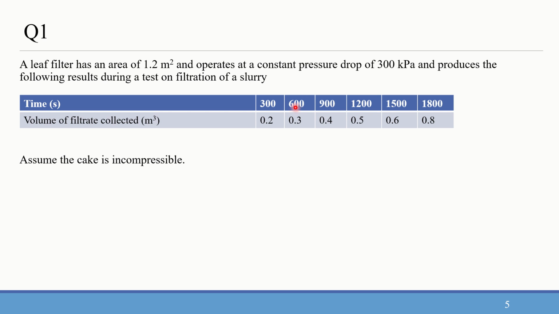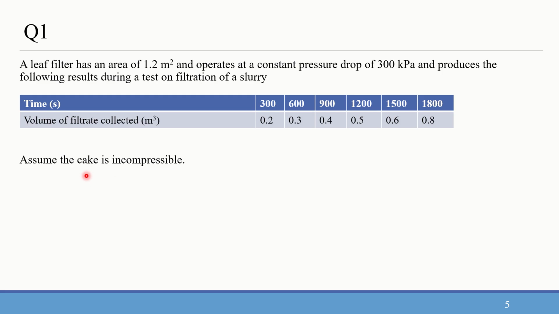So time is given in seconds, and if we convert to minutes, it is from 5 minutes to 30 minutes: 5, 10, 15, 20, 25 and 30. And the volume of filtrate collected in meter cube is given as 0.2 meter cube for 300 seconds, 0.3 meter cube for 600 seconds, 0.4 meter cube for 900 seconds, 0.5 meter cube at 1200 seconds, 0.6 meter cube at 1500 seconds, and 0.8 meter cube at 1800 seconds.